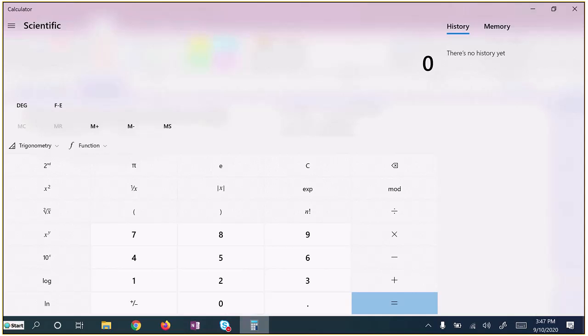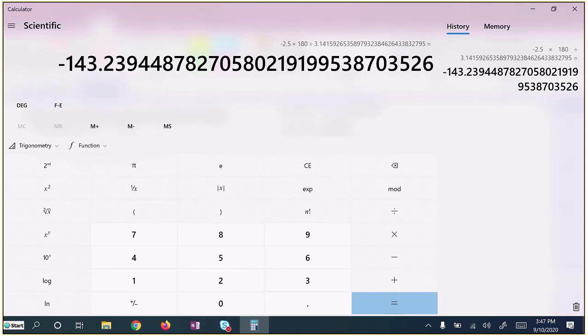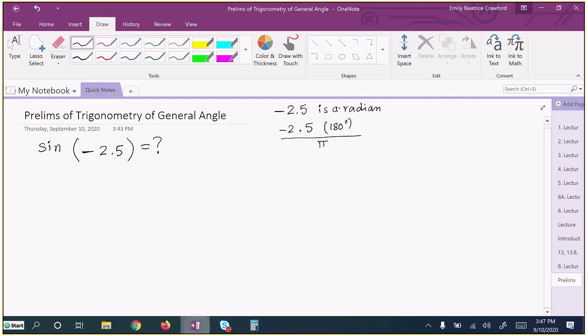If I go to my calculator, I do 2.5, change it to a negative number, and then as I said, we multiply by 180 and divide by pi. Rounding it to 4 decimal places, I get negative 143.2394. So this is negative 143.2394 degrees.